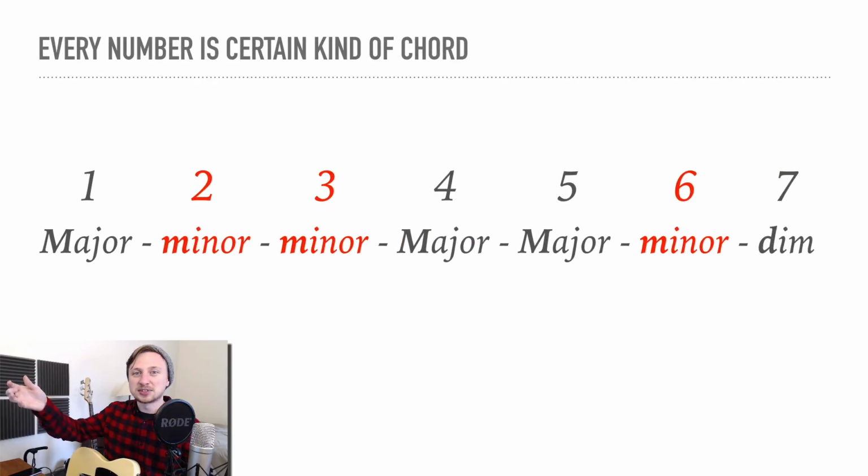This is the Nashville Number System. The way to memorize this, and the way that I tend to think of this myself, is that my 1, 4, and 5 chords are always major, okay? 2, 3, and 6 chords are always minor, and then the 7 is just the one lone diminished chord. And again, that's uncommon. Don't let that scare you.